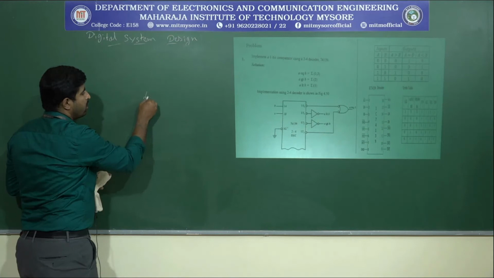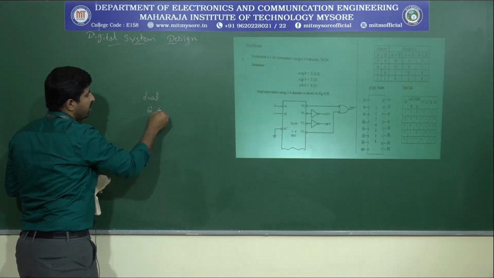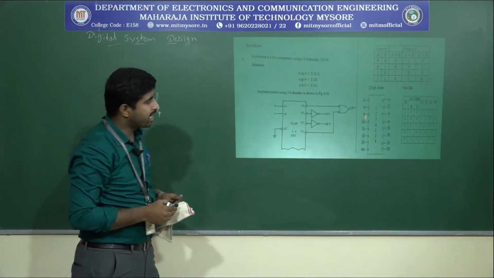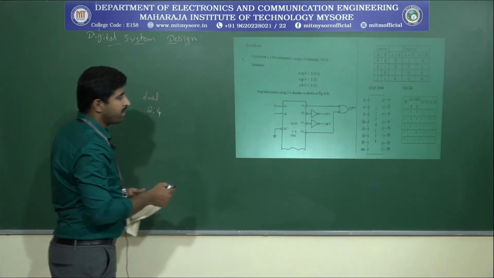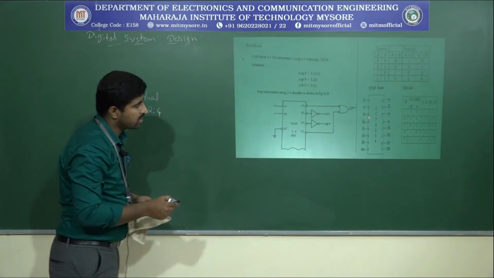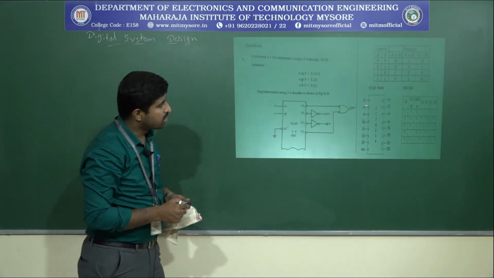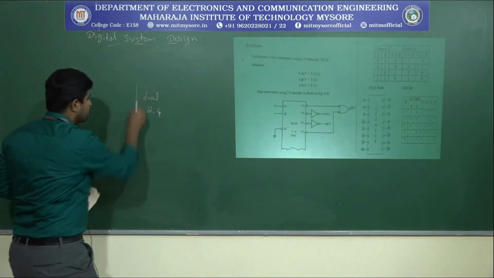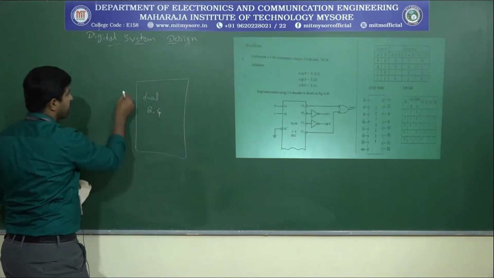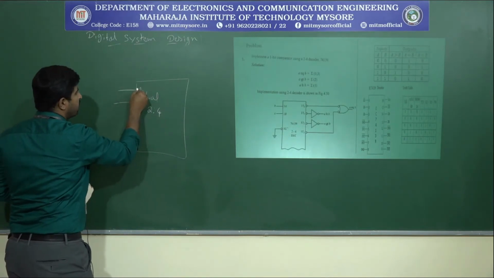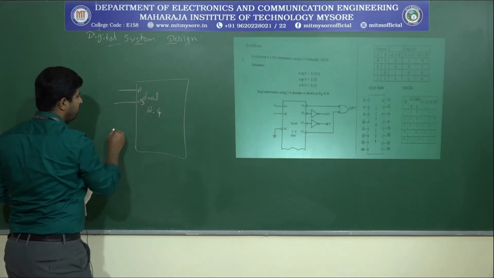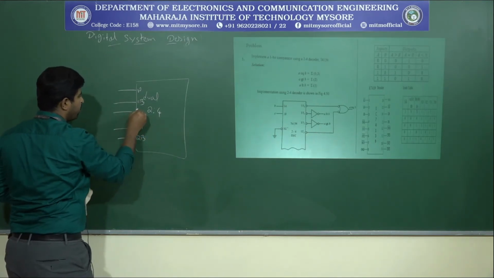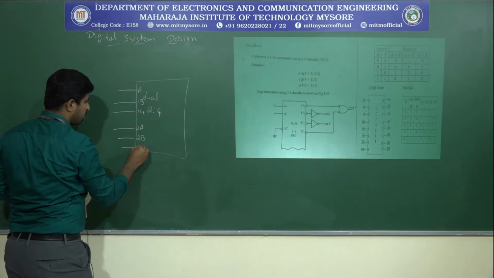74139 is a dual 2:4 decoder. I hope you can recall the pin diagram actually. This is the pin diagram of that one. Here we represent only one circuit. So here we have the 2:4 decoders. I want to rewrite this one here. We have 1A, 1B, 2A, 2B, and we have 1G and 2G.